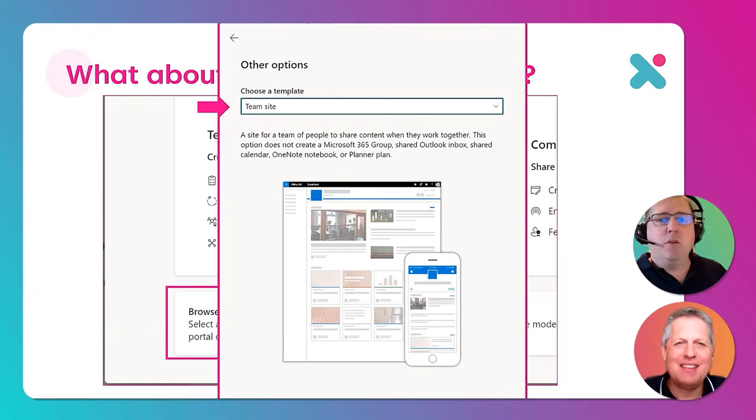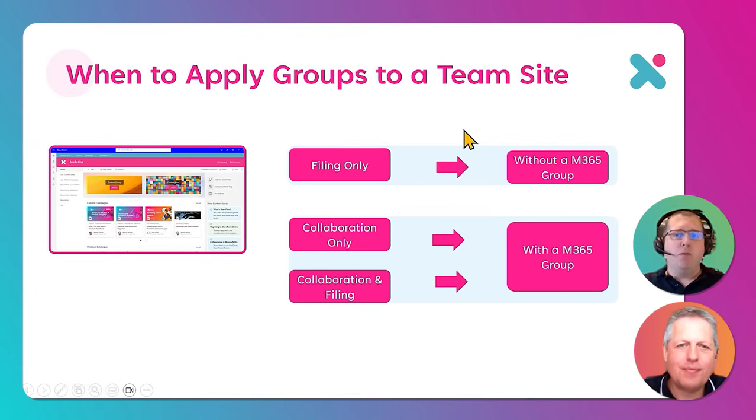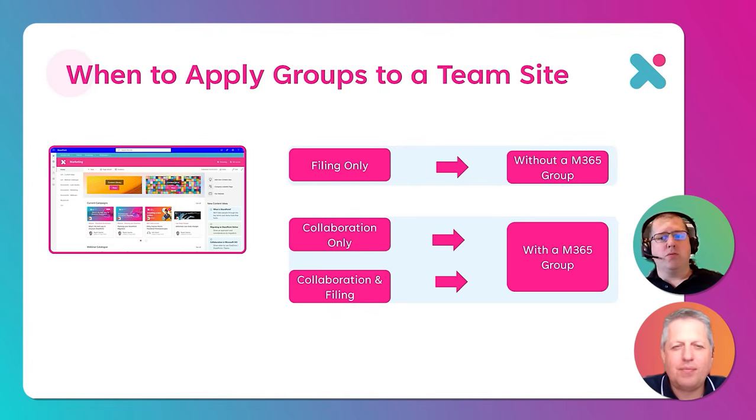So yes, if you're looking at a filing scenario, then you really want to be creating a team site with no Microsoft 365 group. So as we can see on this, filing only, team site with no Microsoft 365 group. If it's collaboration, then we do want a Microsoft 365 group. If it's collaboration and filing, so if it's the HR team, they want to collaborate, but they want a filing area, again, create a Microsoft 365 group, but be mindful of the difference.